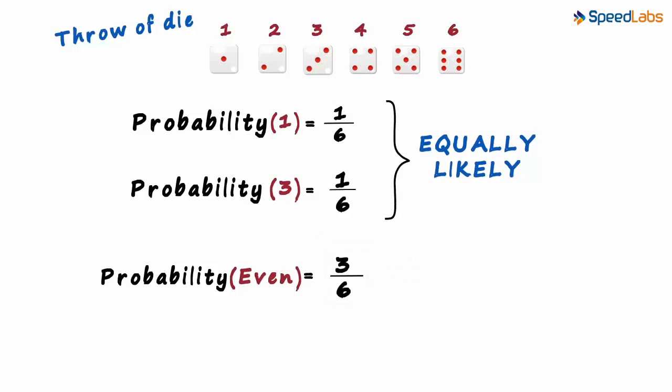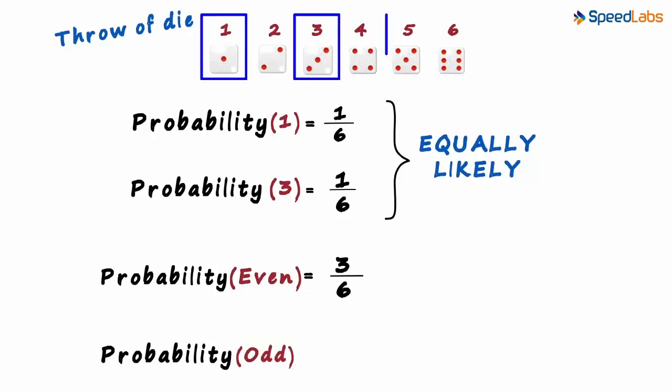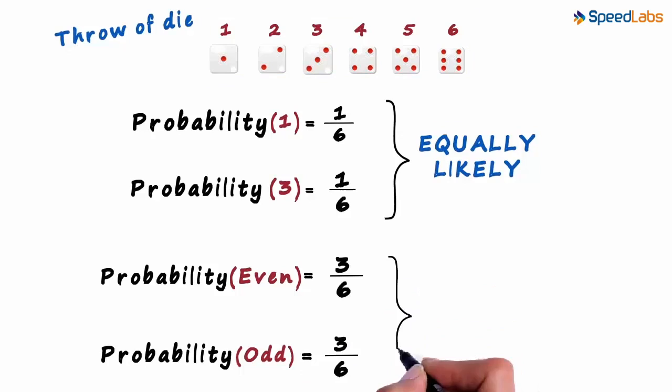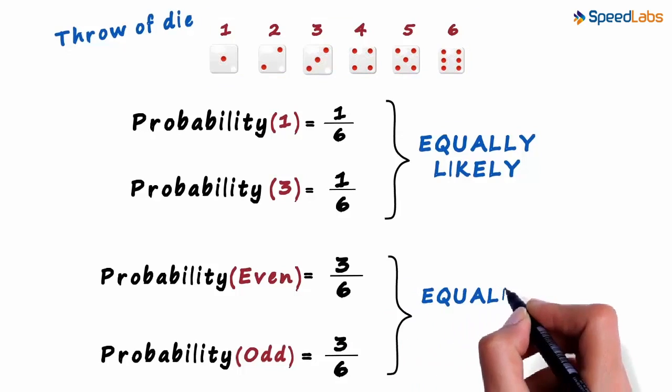Let's see one last question related to a throw of a dice. What will be the probability of getting an odd number? 3 outcomes can result in an odd number: 1, 3 or 5. It means that there are only 3 ways in which the dice can land an odd number: either a 1 or a 3 or a 5. And the total possibilities remain 6. The probability will equal 3 by 6. So these two events are also equally likely.